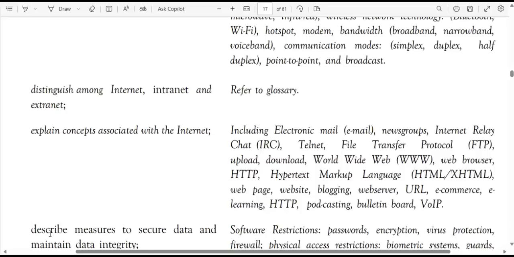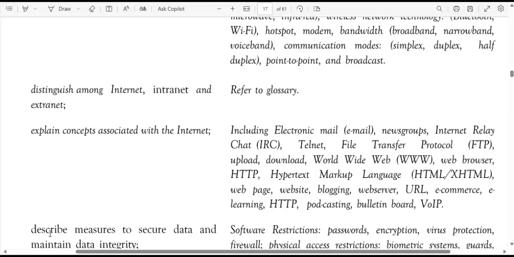What do we mean by newsgroup? An online discussion forum where people post messages on specific topics that others can read and respond to. Example, a newsgroup about gardening where members share tips and ask questions.